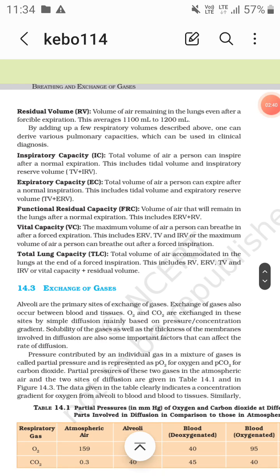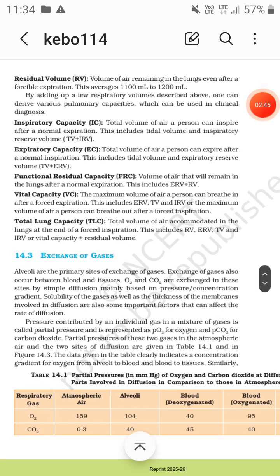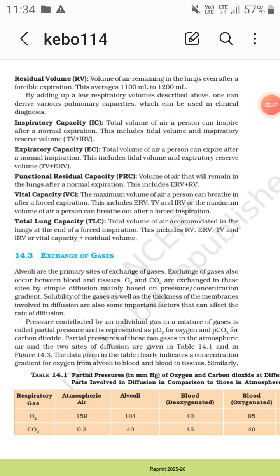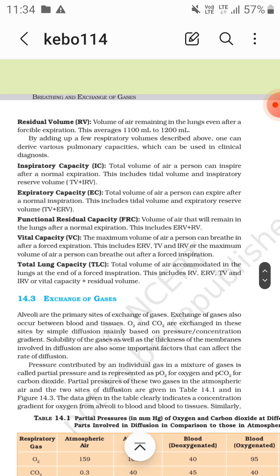Inspiratory capacity is the total volume of air a person can inspire after normal expiration. Expiratory capacity is the total volume of air a person can expire after normal inspiration. We are talking about total volume.